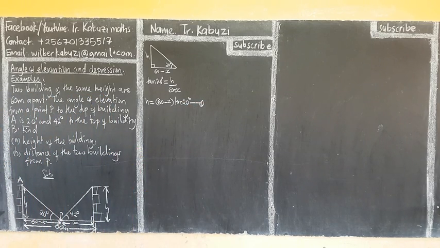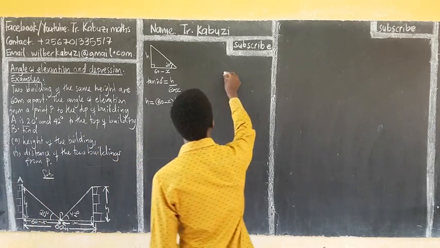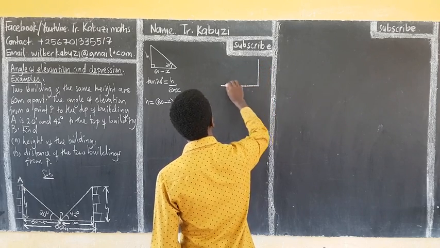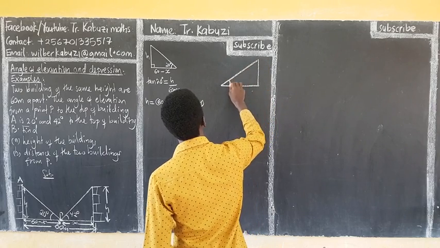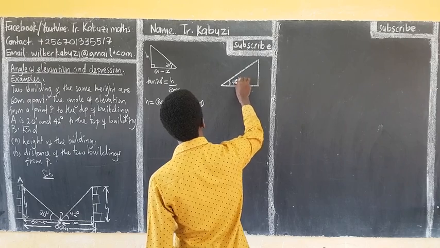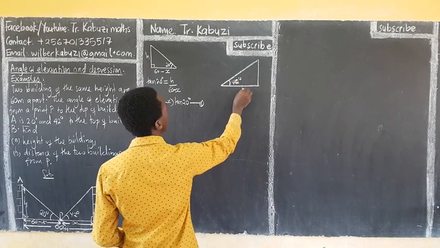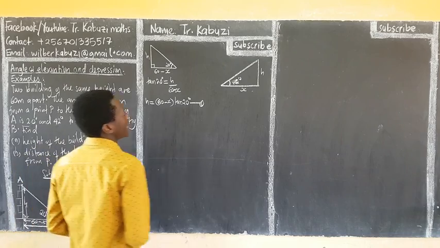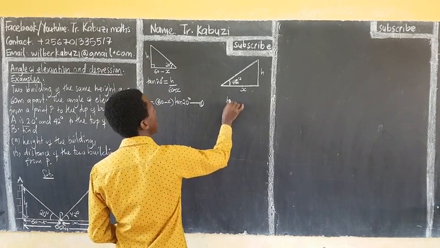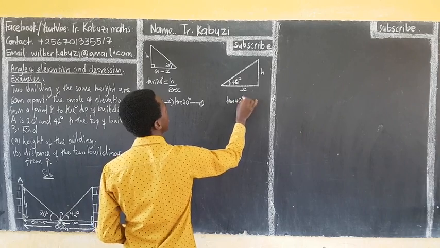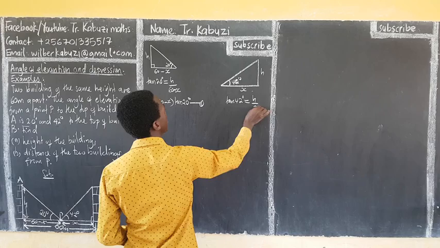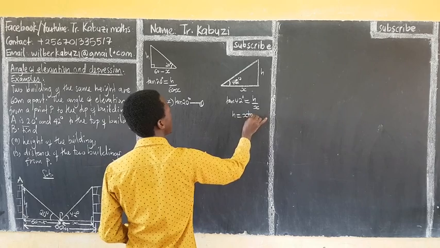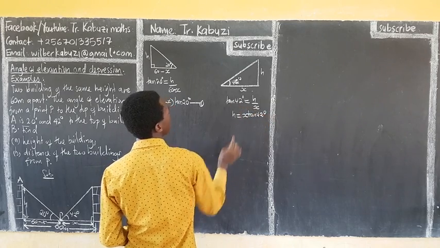I'm also going to use this other triangle. For this one it's 42 degrees, this one is X and this one is the height. Remember that they have the same height. So my tan 42 degrees is equal to the opposite over the adjacent. Here my H is going to be X tan 42 degrees if we cross multiply.